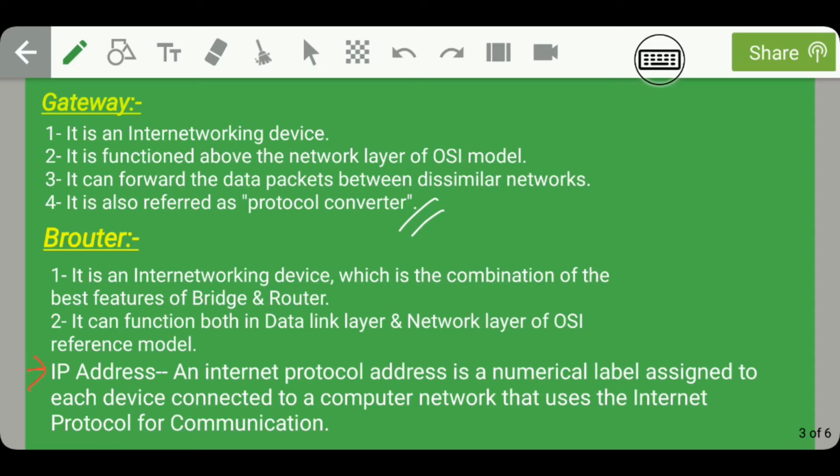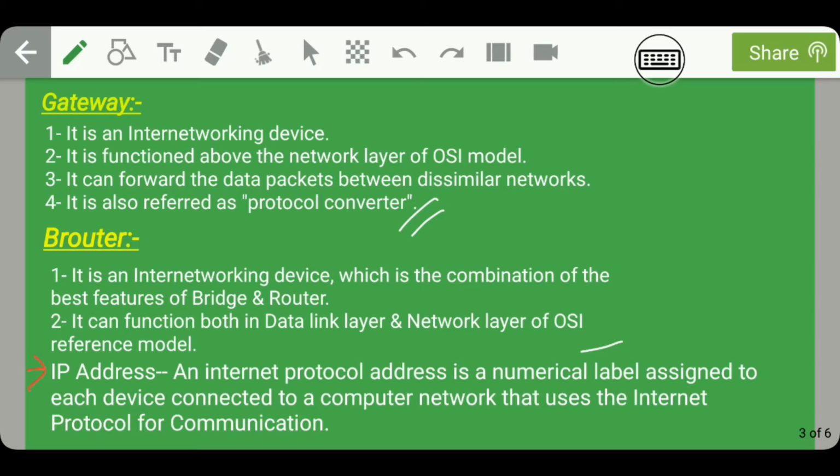Guys, moving on, let's discuss the fourth kind of inter-networking device, that is brouter. So brouter is an inter-networking device. It is the combination of best features of bridge and router. So that is why the name brouter is given to it. Guys, it can function both in data link layer as well as in network layer of OSI reference model. Guys, that's all about different types of connecting devices.